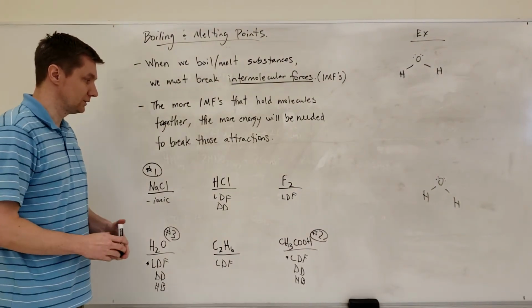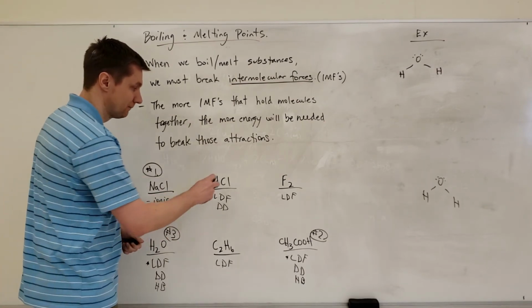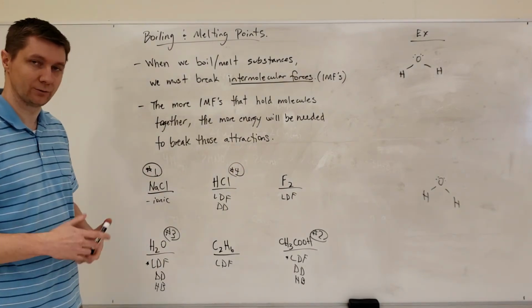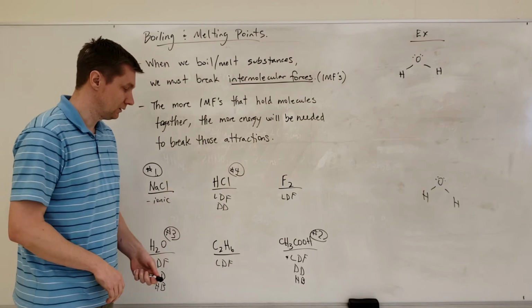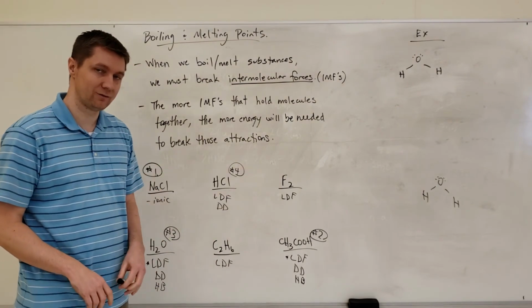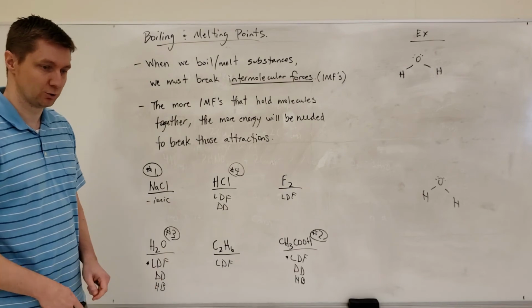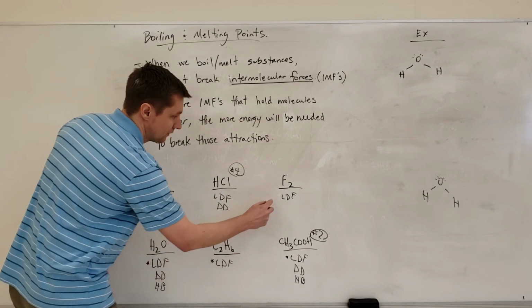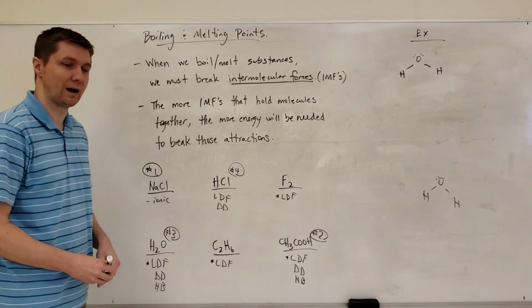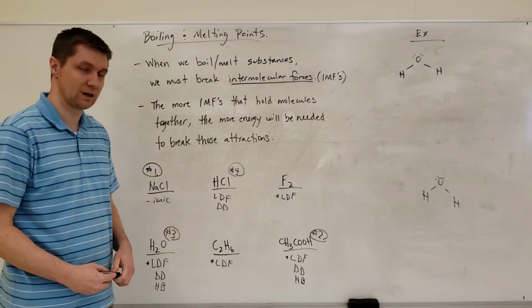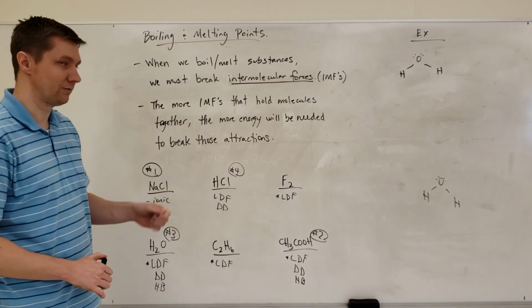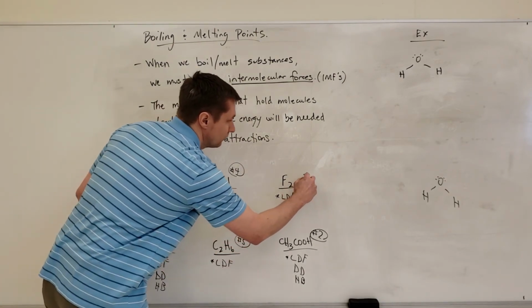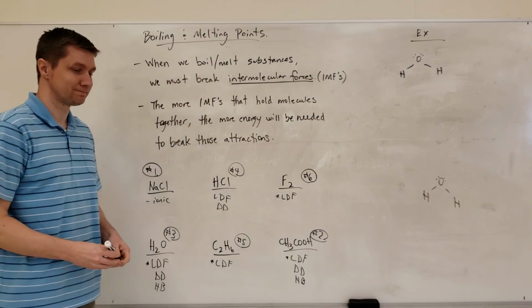The next one is clearly going to be hydrochloric acid, because it's the only one that has London dispersion force and dipole-dipole of the 3 that are remaining. And then between these two substances left, C2H6 and F2, both of these have just London dispersion forces. So again, when you go to break the tie, you use London dispersion forces to determine which one is going to have a higher boiling point. Clearly C2H6 is going to have more electrons than F2, and so this one is going to be our number 5, and this one will be number 6.